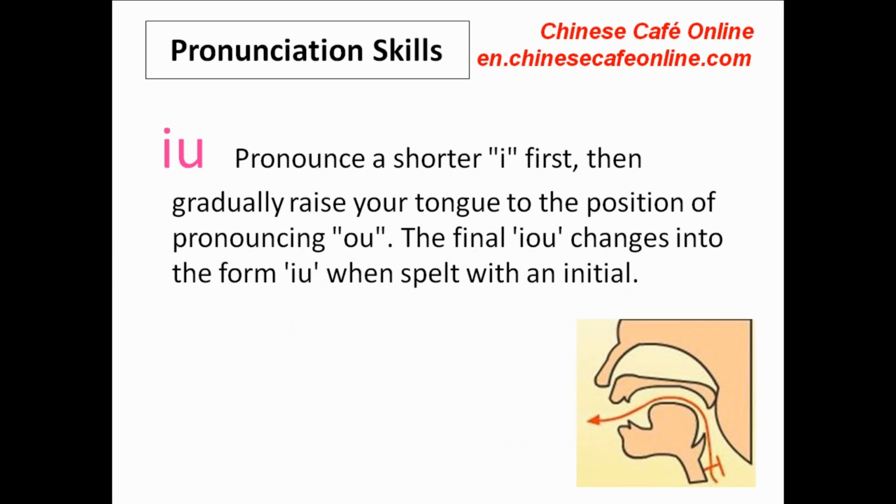The first final, u. Pronounce a shorter e first and then gradually raise your tongue to the position of pronouncing o. The final u changes into the form wu when spelled without an initial.